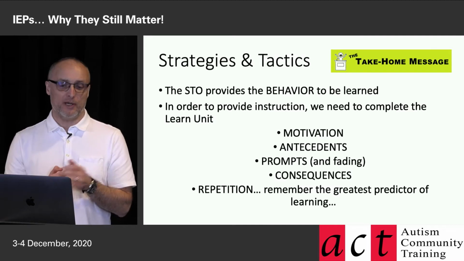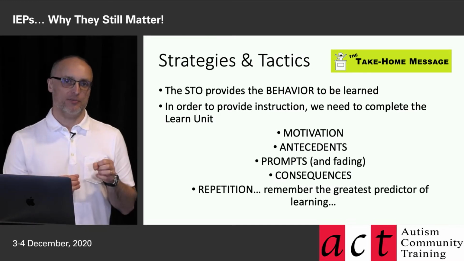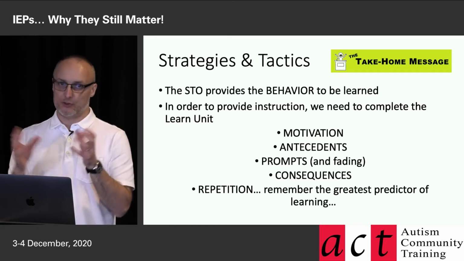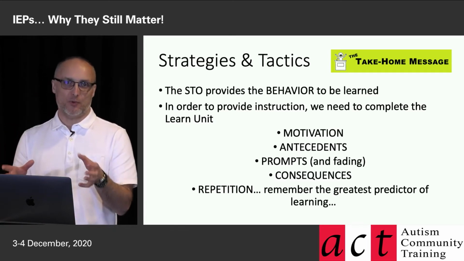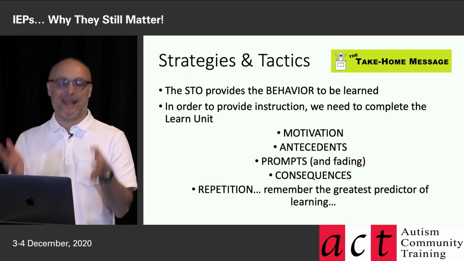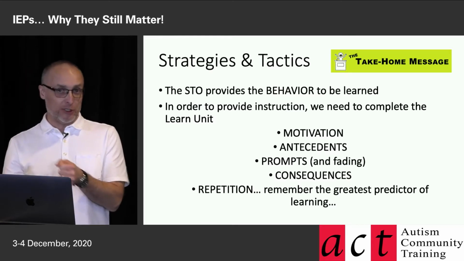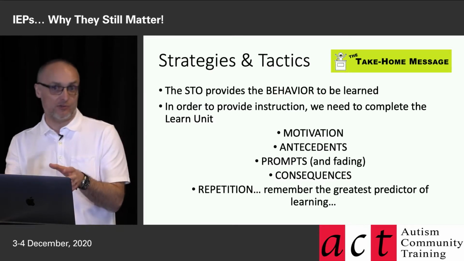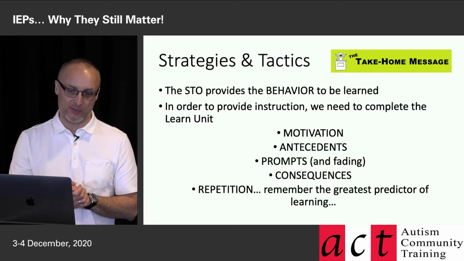I've described prompts already as the help that is provided. Once I ask the student to do something and I know they can't do it, which is why it's their short-term objective, then I will give them some help to facilitate the correct response so that they can be successful, they can engage in the desired learning outcome, so that we then can close the learning loop, that learn unit or discrete trial, with an effective consequence, which is going to be capturing it with reinforcement.